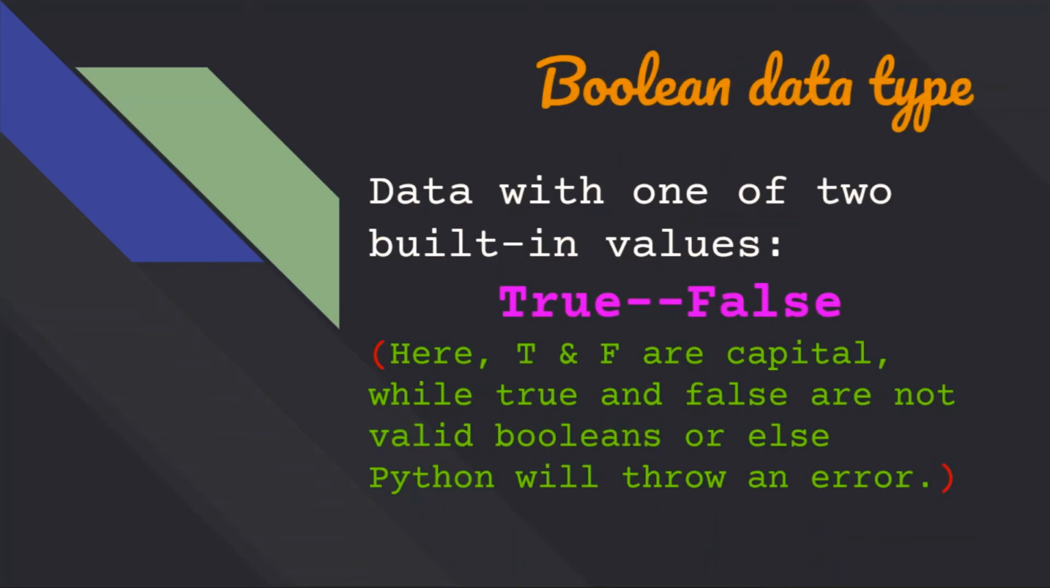Now let's have a look at the Boolean data type. The Boolean data type is a data type with one of the two built-in values, true or false. Important points should be noted here. Before defining a Boolean value, we should be aware that True and False have an uppercase T and F. If you use T and F as lowercase letters, they are not valid Booleans, and Python will throw an error.